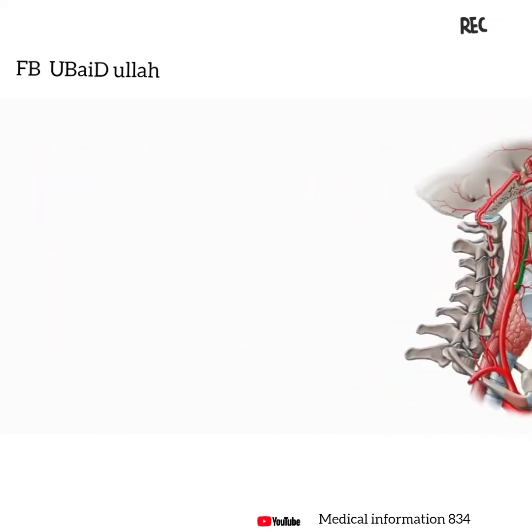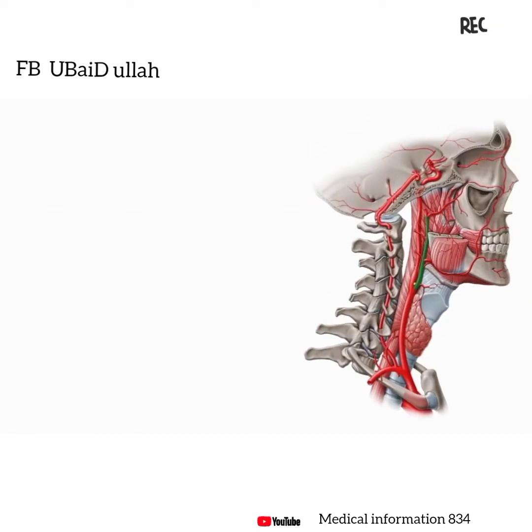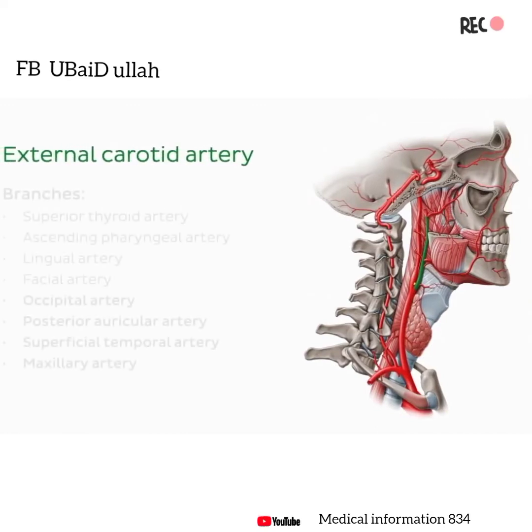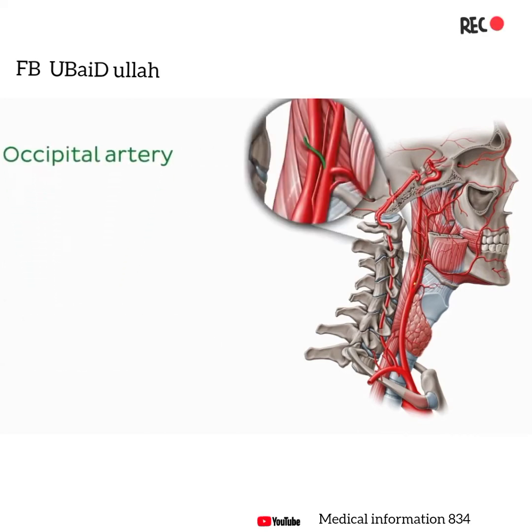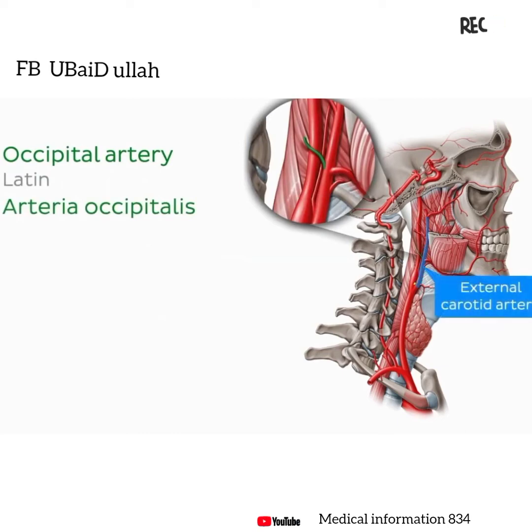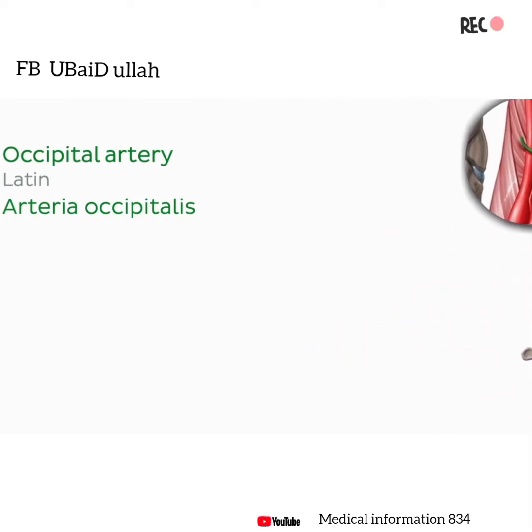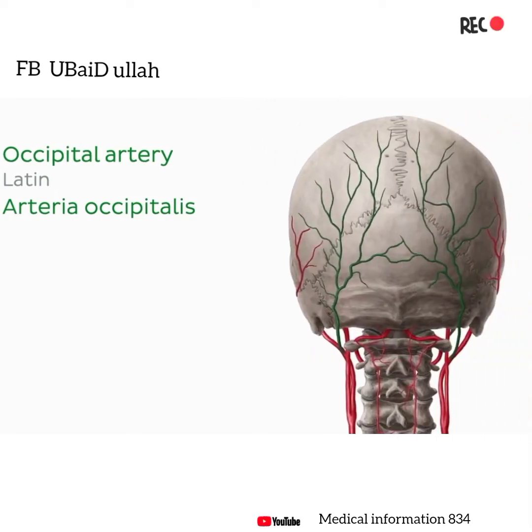Let's move on from the facial artery now and look at the last 4 branches of the external carotid artery. Beginning first towards the posterior aspect of the head, where we have the occipital artery. This vessel arises from the external carotid artery close to the inferior border of the posterior belly of the digastric muscle. In this image, we can only see this small proximal end of the artery, but if we look at the artery as seen from the posterior aspect of the skull, we can see that this artery branches across the posterior surface of the skull.